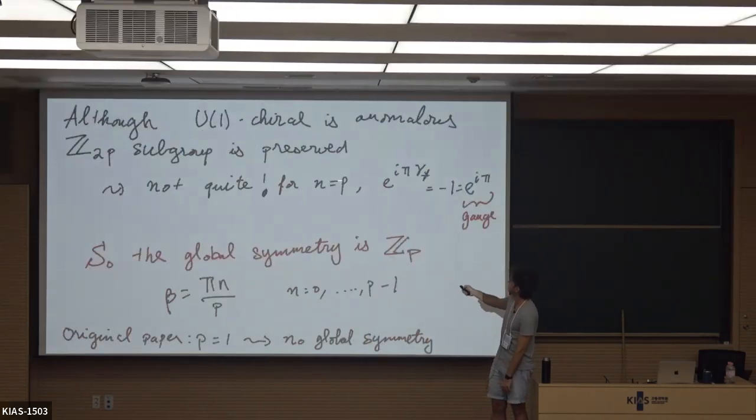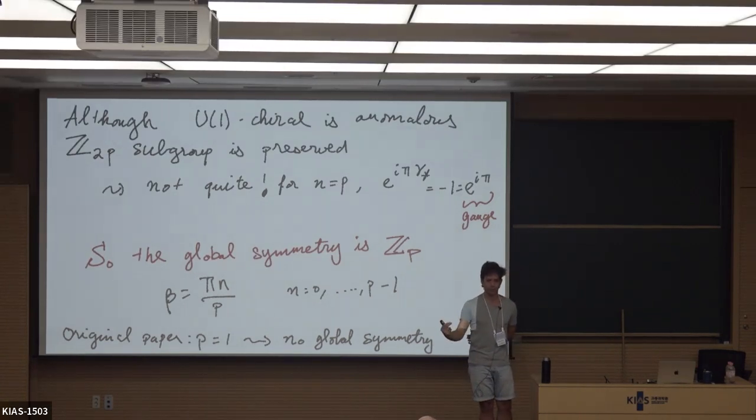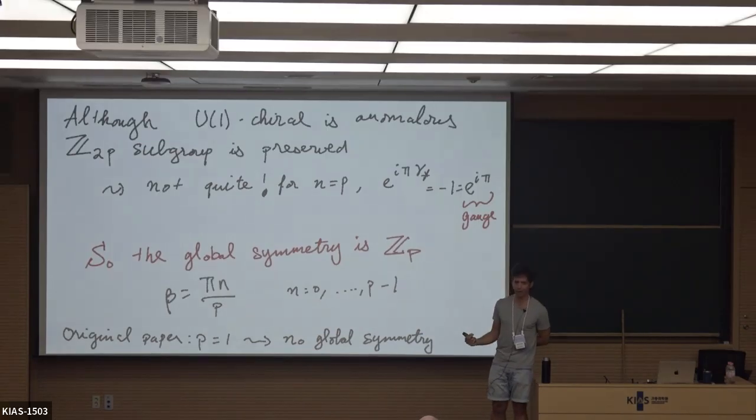It's not quite Z2P because remember, if n is p, then I have e to the i pi gamma star, which is just equal to minus 1, which is the same as e to the i pi. So that's just a gauge rotation. The second half of those rotations are related to the first half by a gauge rotation. So actually, I only have ZP. This theory has a ZP global symmetry, just like before. So chiral shifts of beta by pi n over p, for n from 0 to p minus 1, are actual symmetries of the theory, symmetries of the path integral.